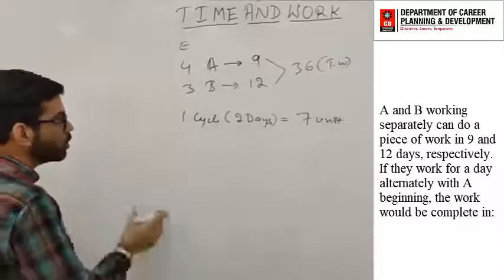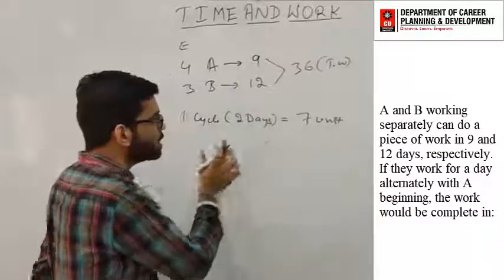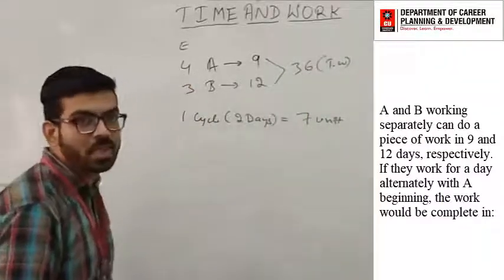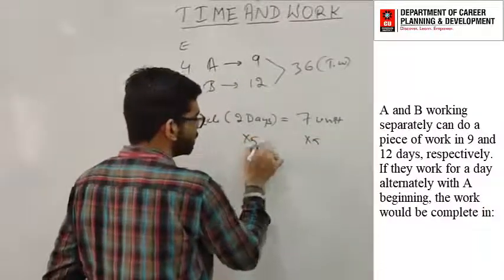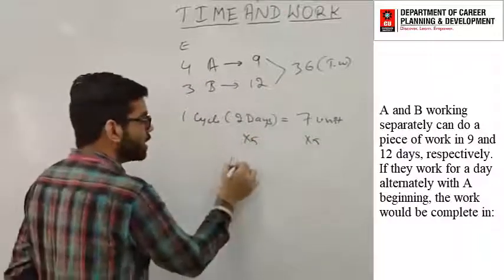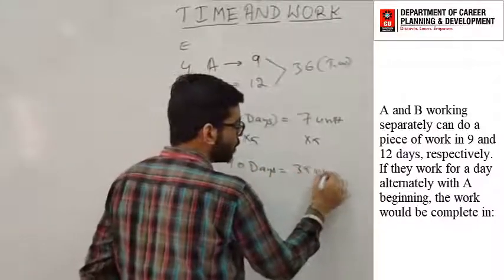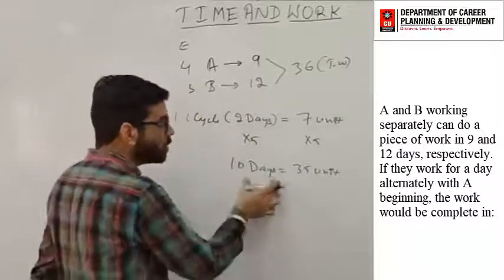Now, next part of the question: you have to multiply this number by some value to get a result less than 36. The value less than 36 is obtained by multiplying by 5. So you have to multiply this by 5. So in 10 days, 35 units of work are completed.